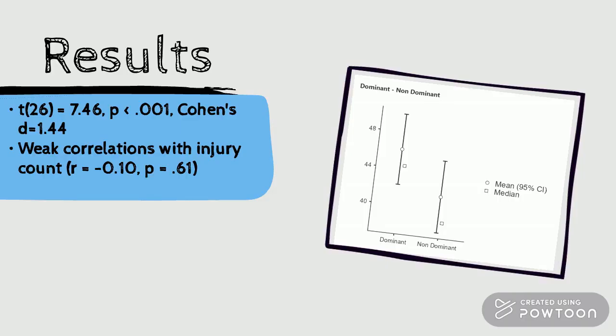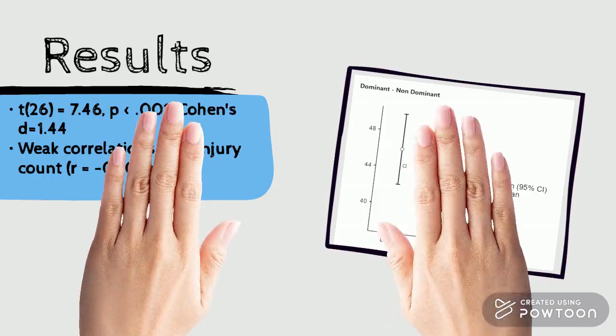However, when we looked at the correlations, we found that grip strength asymmetry was not strongly related to shoulder injury history. The correlation was weak and negative, meaning players with greater asymmetry did not report more injuries. Similarly, training hours and resistance training were only weakly correlated with grip strength differences.